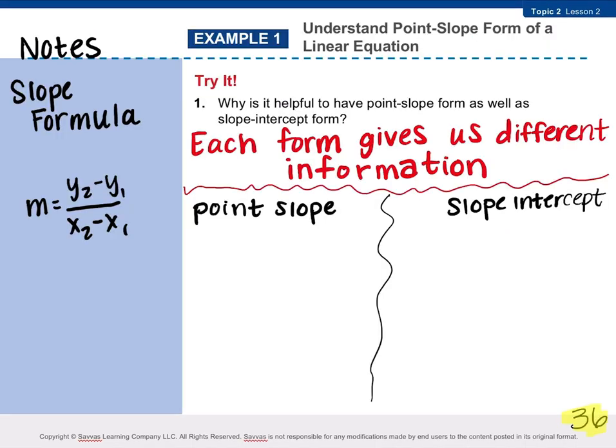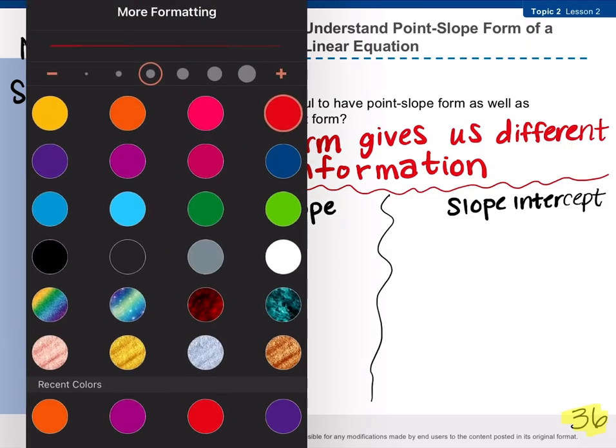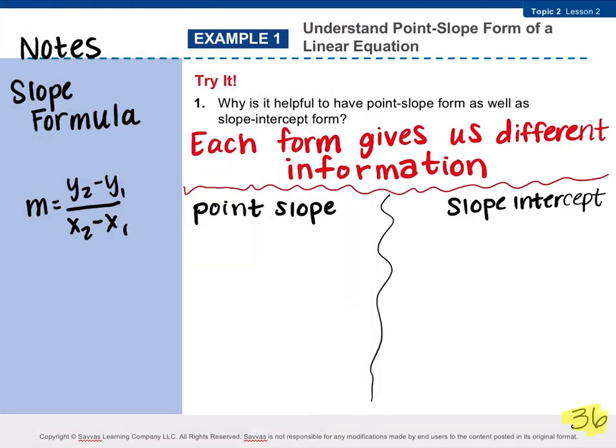If we move on to question 1 in our workbook on page 36, it asks, why is it helpful to have point-slope form and slope-intercept form? Why do we have two different versions of the same equation? The answer is each form gives us different information. Really, they are the same equation rearranged. And the information they give us is in the name.